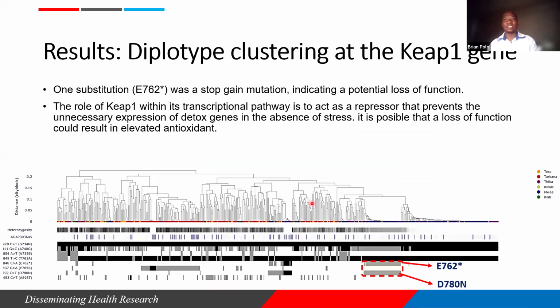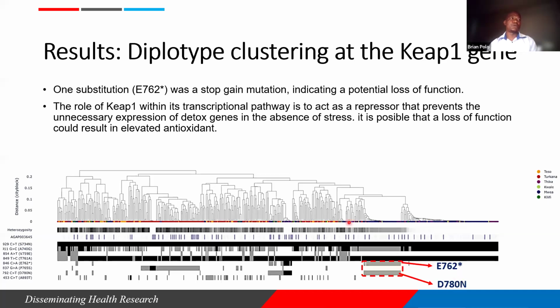Since no particular variant has been associated with the KIP1 gene, we did a further investigation using diplotype clustering to assess whether either CNV duplication or SNP was associated with the candidate diplotypes under selection. In particular, we had 3 diplotypes in central Kenya. Of all the 3, we observed one very unique one that had the 2 SNPs, that is the E762 and the D780N.